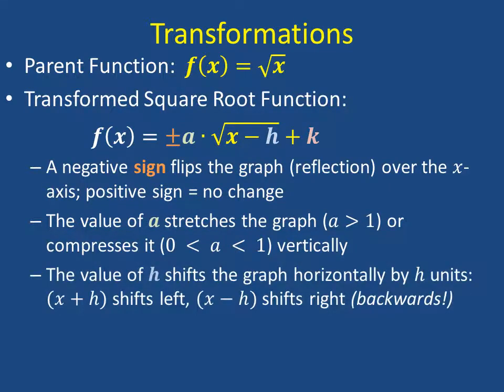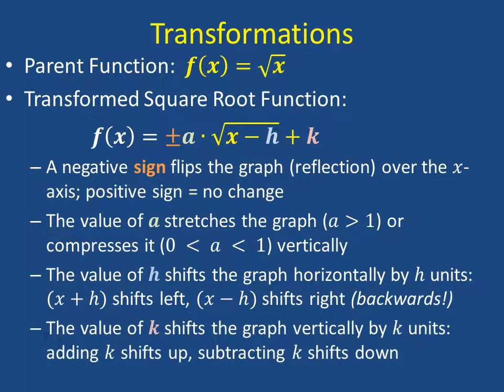The value of h, which is inside the radical next to x, is going to shift the graph horizontally by h units. Remember, this is backwards, so x plus h is going to the left, x minus h is going to the right. And finally, the value of k outside of the radical will shift the graph vertically up or down by k units. Adding k shifts up, subtracting k shifts down.